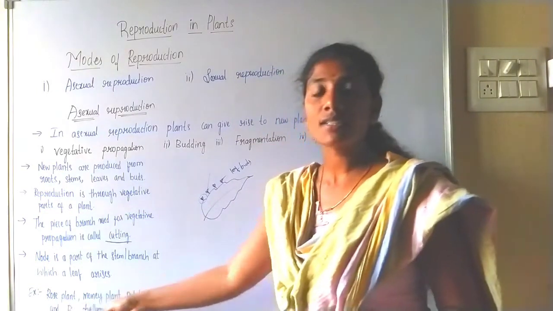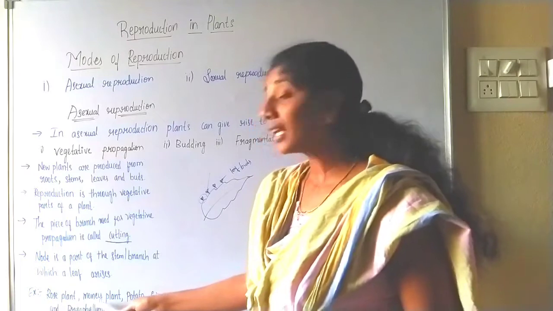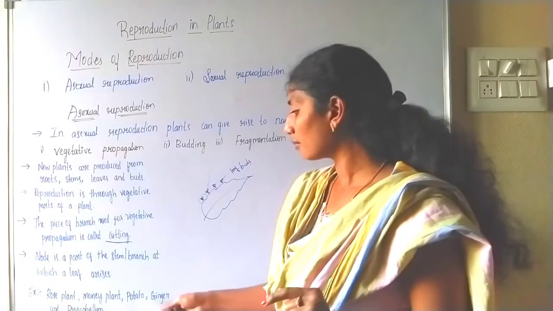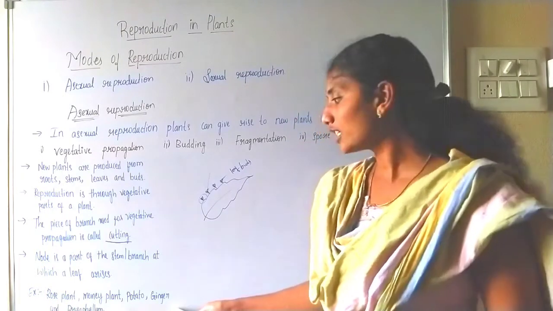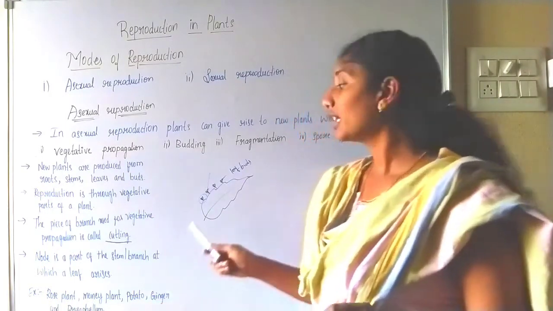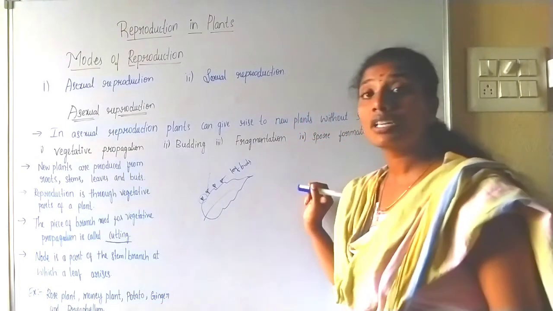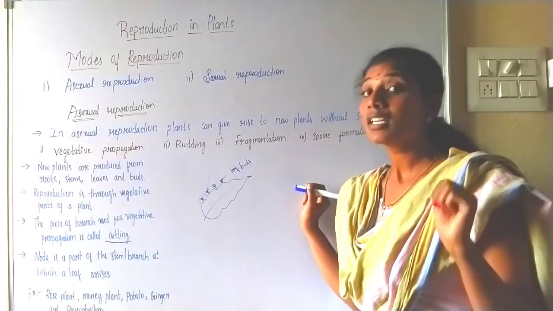Bryophyllum, as you have seen, is obtained from the leaf. Rose plant is obtained from the stem. Money plant is also obtained from the stem. Potato is also obtained from the stem itself. Ginger is also a stem. Bryophyllum is obtained from the leaf. And even sugarcane is obtained from the stem.